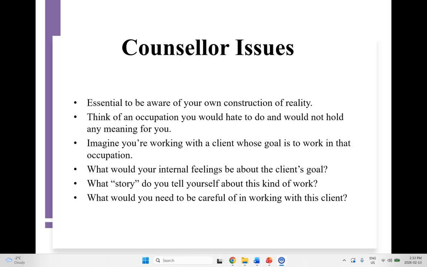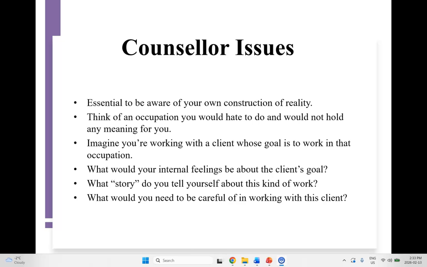Think of an occupation that you would hate to do and that would not hold any meaning for you. Now imagine you're working with a client whose goal is to work in that occupation. What would your internal feelings be about the client's goal? What story do you tell yourself about this kind of work? So you need to be attentive to your internal narration, your internal discussion as you're working with the client.